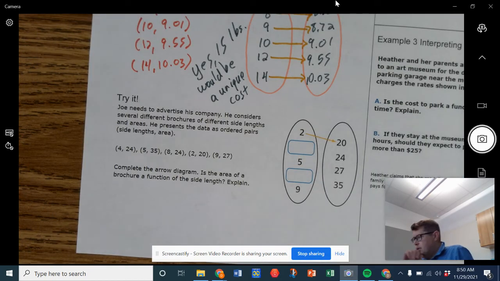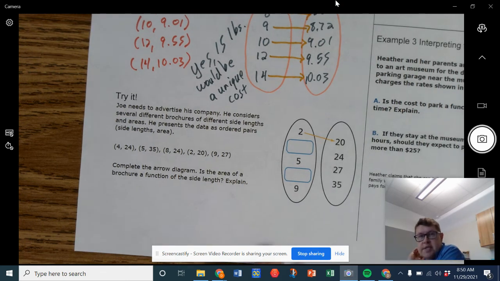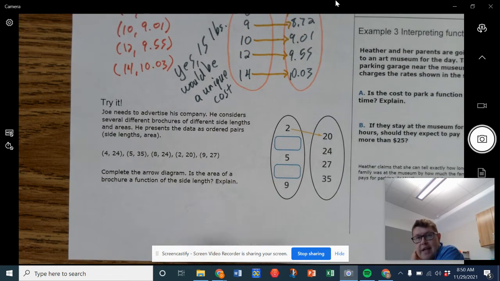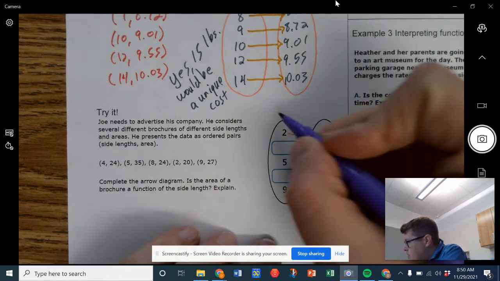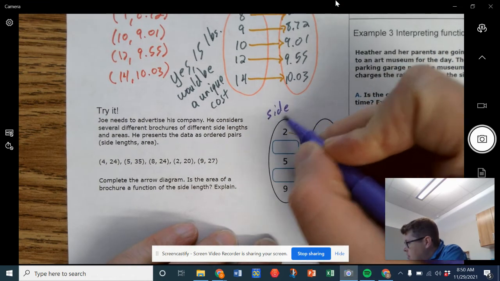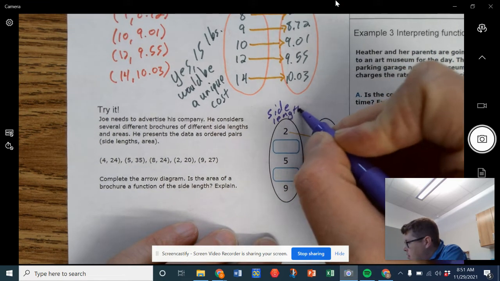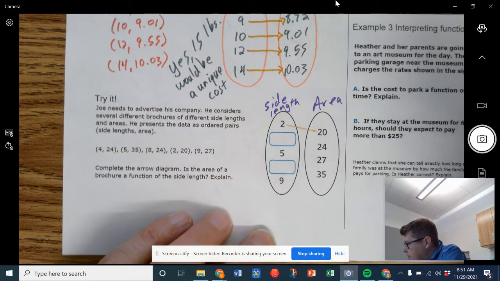Okay. Joe needs to advertise his company. He considers several different brochures of different side lengths and areas. He presents the data as ordered pairs, side length here, an area here.